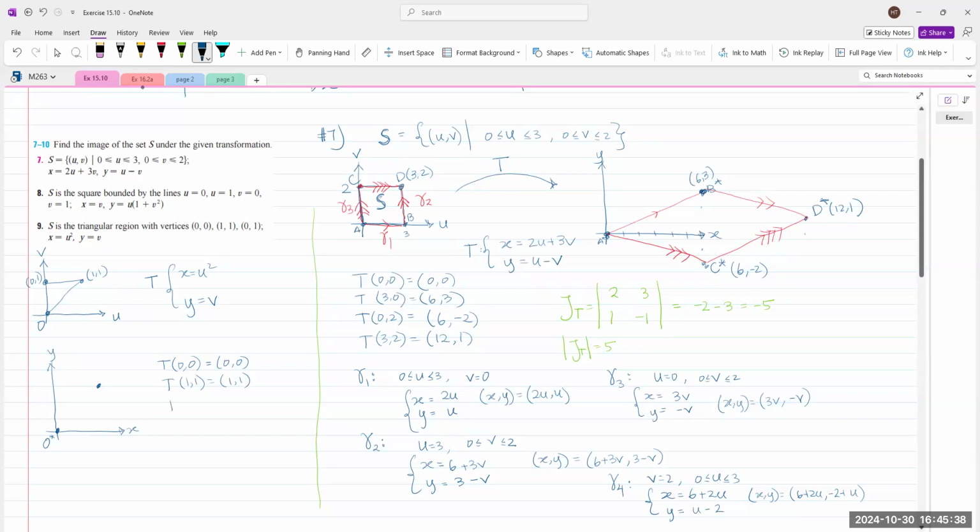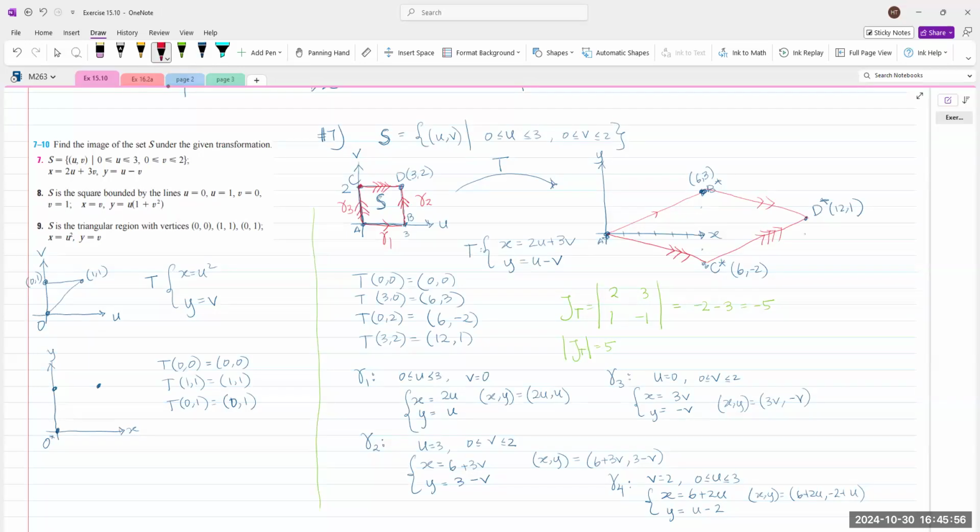Okay, and then how about T01? T01 will be 0, 1. Oh, the same, 0, 1. Oh, okay. The thing is, will that be a triangle again?